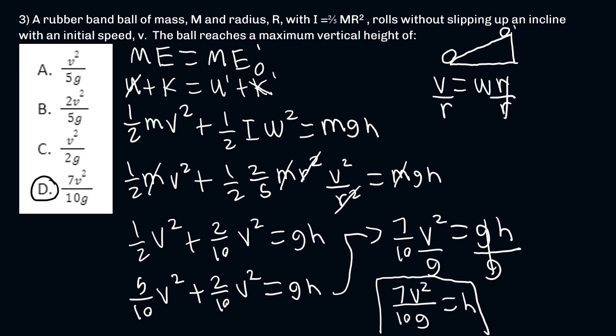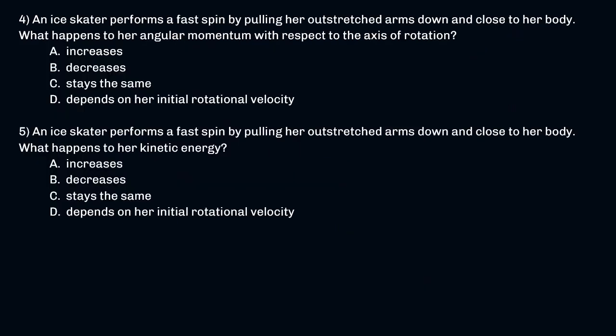So let's move into questions 4 and 5. All right, so questions 4 and 5 go hand in hand, so that's why I put them on the same exact slide. We have an ice skater that is performing a fast spin by pulling her outstretched arms down and close to her body. So if you've ever seen this before, I did this example in class with the textbooks on the chair.